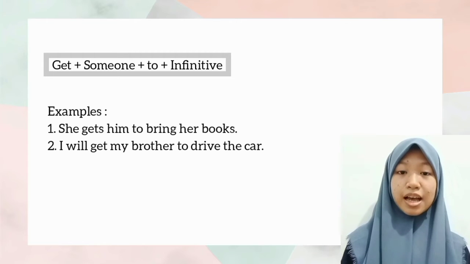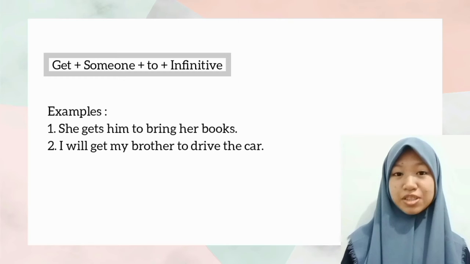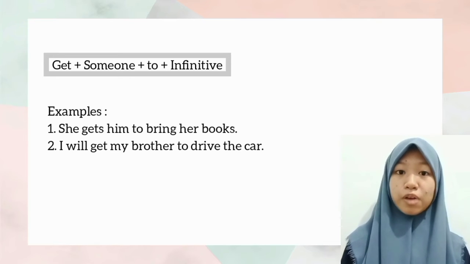And the second example is, I will get my brother to drive the car. I want to go somewhere, but I don't know how to drive the car. I can't drive a car. So I persuade my brother to drive the car. In this example, I, as the subject, persuade my brother to drive the car. So here, I, as the subject, do not take the action, but my brother is the one who does the action.